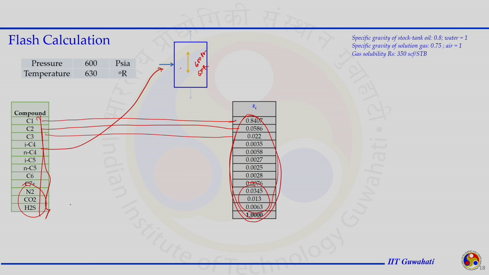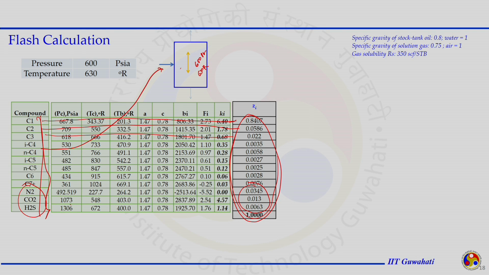What are we supposed to do next? Knowing the composition of the compounds, we can go to the literature and use the properties of those compounds, like critical pressure and critical temperature, to calculate the factors that appear in our equilibrium ratio calculation Ki. This is my equilibrium ratio. So, for each component I can get the value of Ki. Now, if we go further, we can calculate the Ki value, and we know the Zi value.